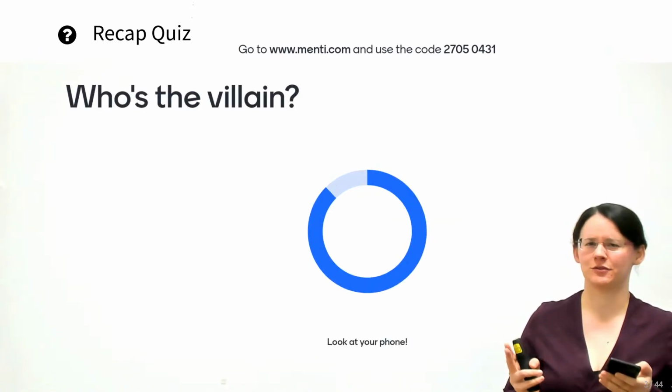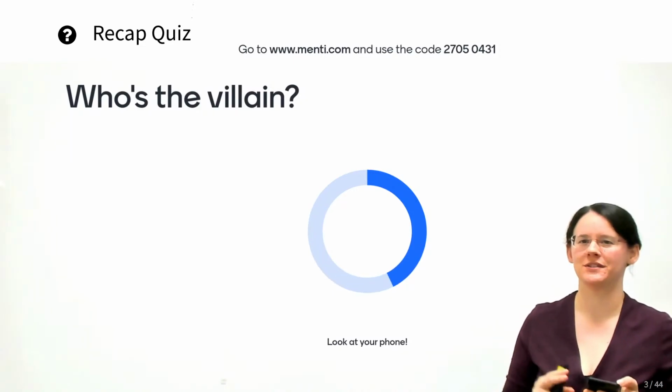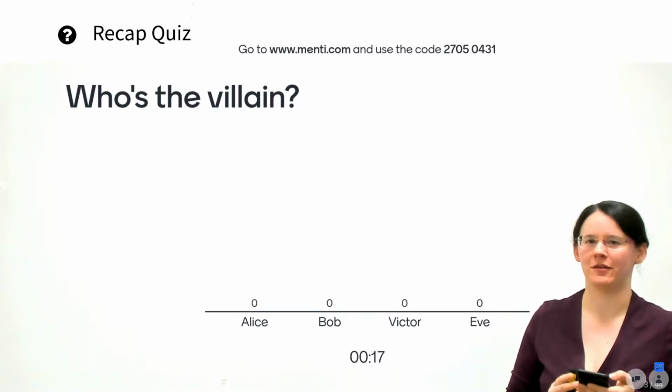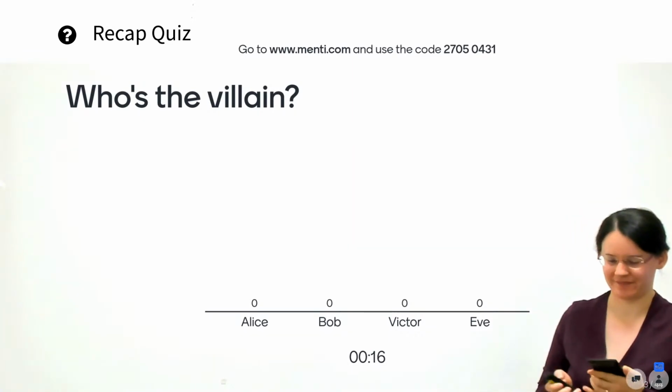It says six questions here, but I hope we don't get six. So who is the villain in cryptography? What's their name? Is it Alice, Bob, Victor, or Eve?